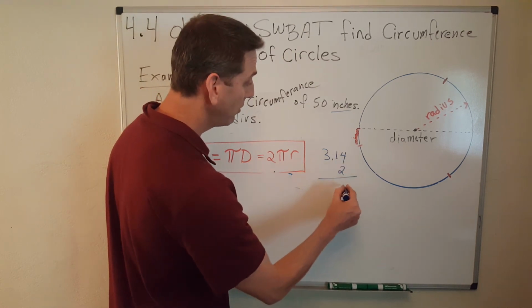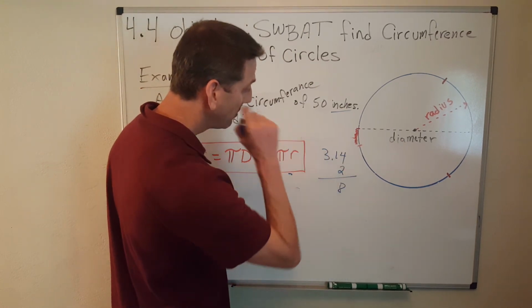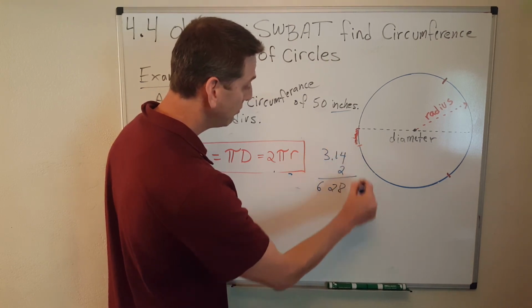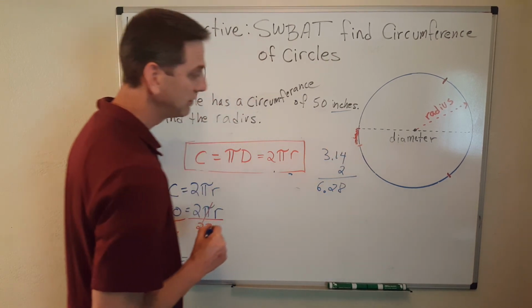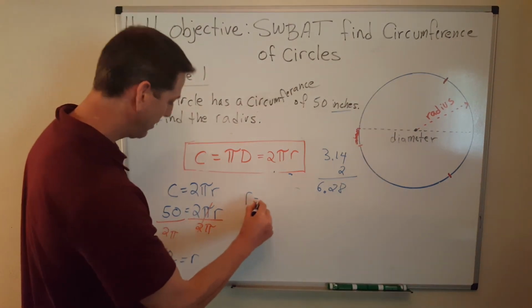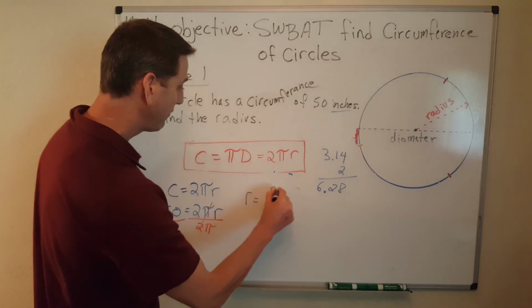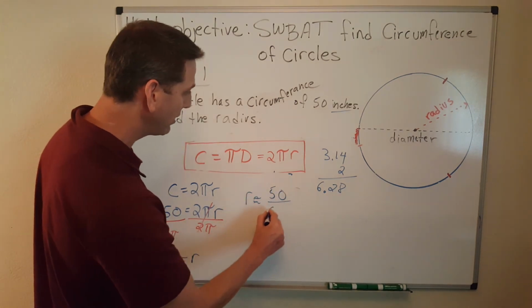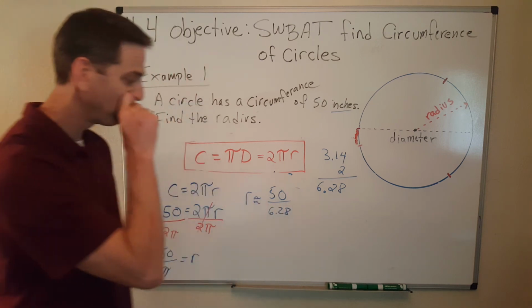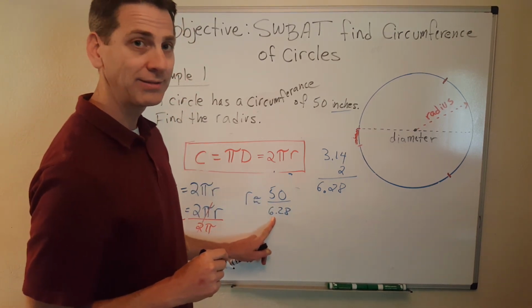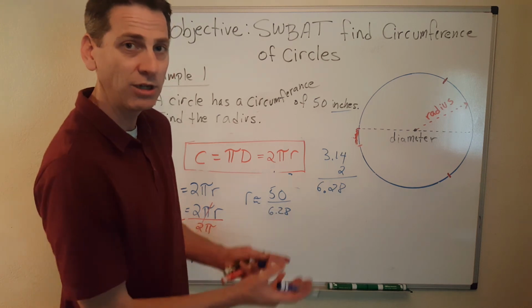So 2 times 4 is 8. 2 times 1 is 2. 2 times 3 is 6. Move my decimal in 2 places. 6.28. So my radius is approximately equal to 50 divided by 6.28. All right? So now I got to deal with this division here with a decimal, which is good review.